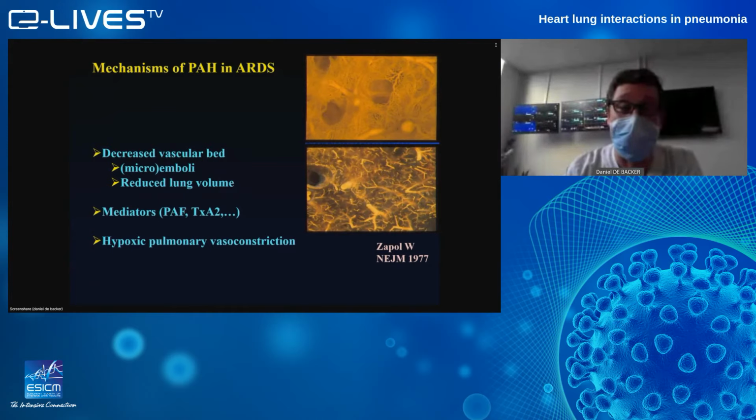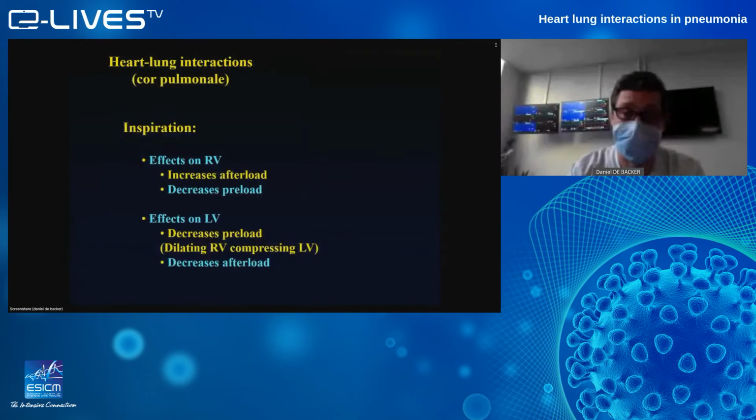There is also reduced lung volume, and this is a little bit more debatable, of course, at least in the early phases of COVID-19. For the mediators, there are a lot of mediators that are released that are increasing the pulmonary artery pressure and may, of course, play a role there. And the very important factor at the end is the hypoxic pulmonary vasoconstriction, which also plays a role, of course, in this pulmonary hypertension.